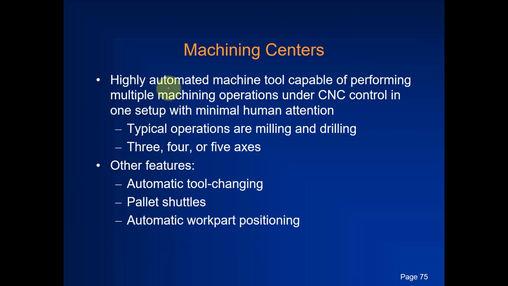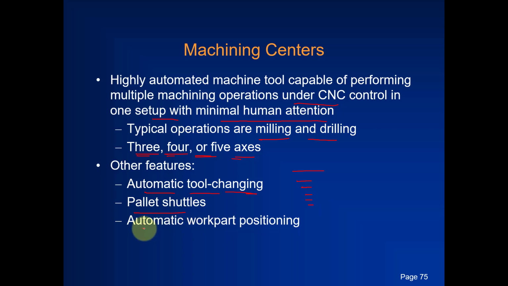So machining centers are highly automated machine tools capable of performing multiple machining operations under CNC control in one setup with minimum human attention. Typical operations are milling and drilling, 3, 4 or 5 axis. So we may have a 3 axis milling machine, 4 axis or 5 axis. That depends upon the complexity of the milling machines. Other features are automated tool changing. We may have such a type of milling machine in which the tools can be changed automatically, depending upon the operations that depend upon the programming that you have generated for the parts.